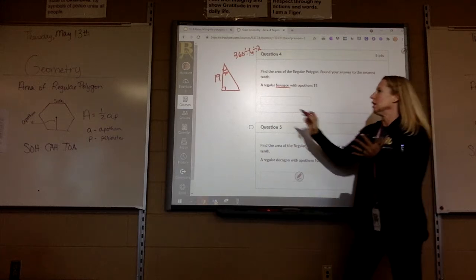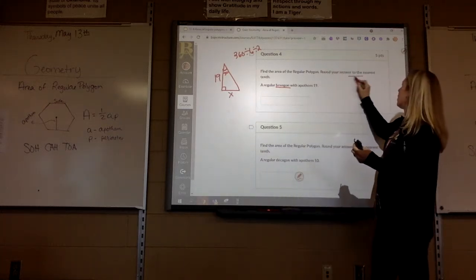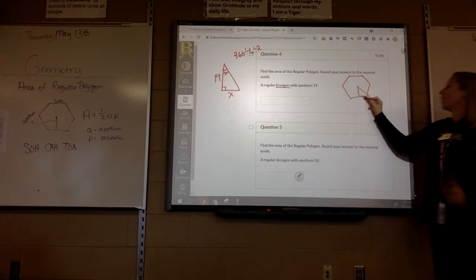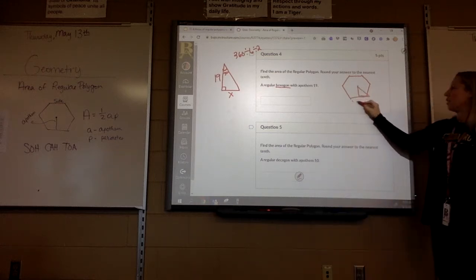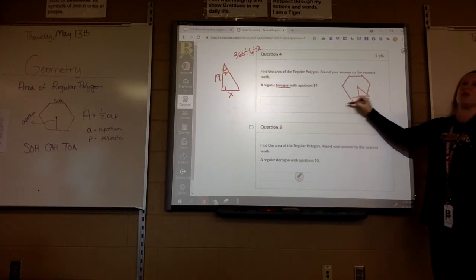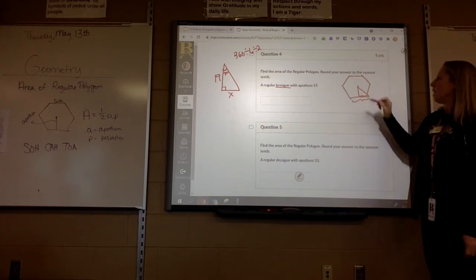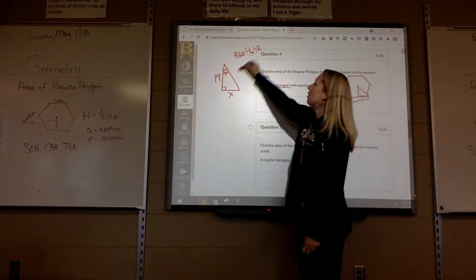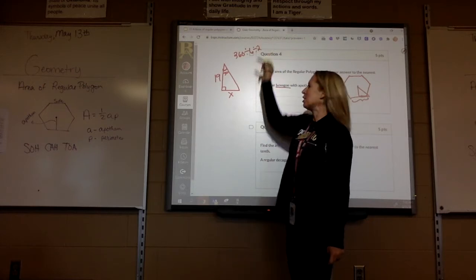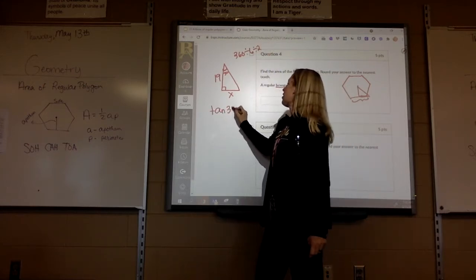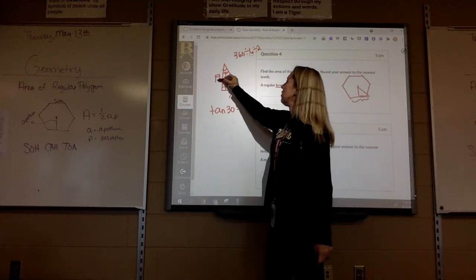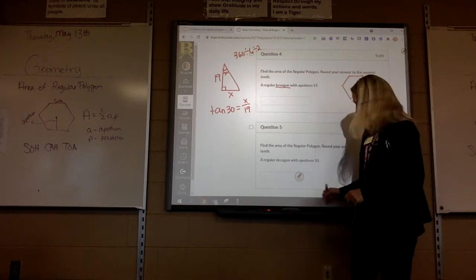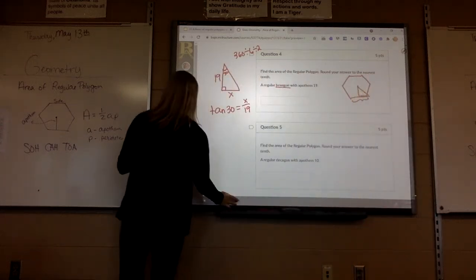So what I need to do is find this side length, but remember, just for a visual, this triangle's right here. So when I find that side length, what am I going to have to do to get the whole side? Multiply by 2, then multiply by 6. And that'll give me my perimeter times apothem, divide by 2. All right, so no hypotenuse. Tan 30, opposite over adjacent. X is up high. 19 times tan 30.